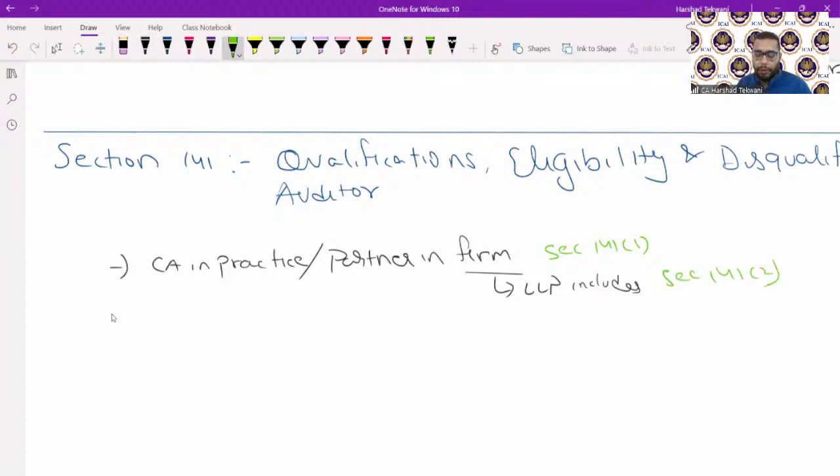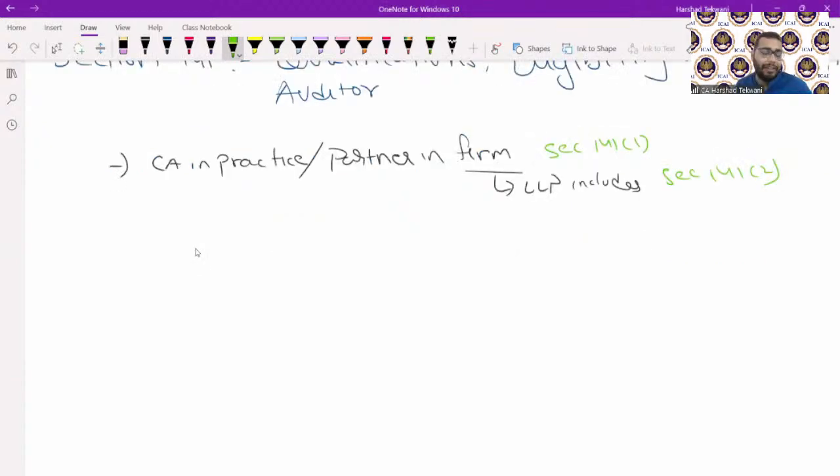The main eligibility or disqualifications lie under section 141 subsection 3, which says the following persons shall not be eligible for appointment as an auditor of a company. Which are these following persons?